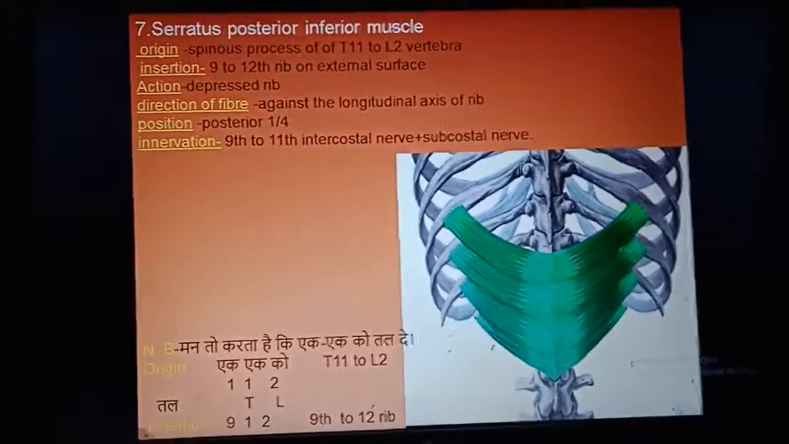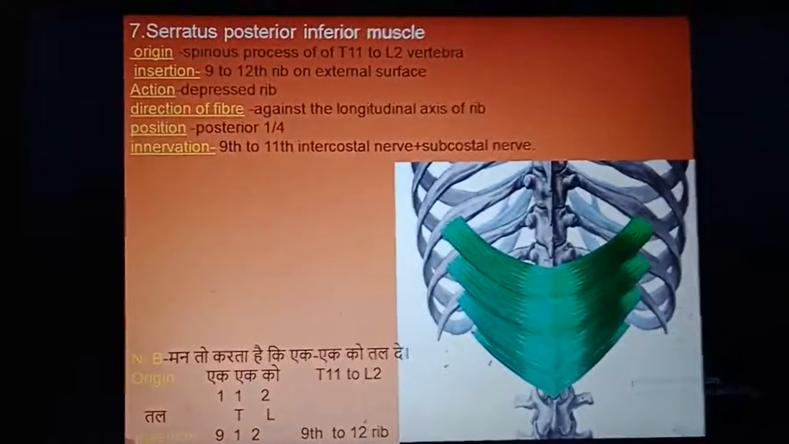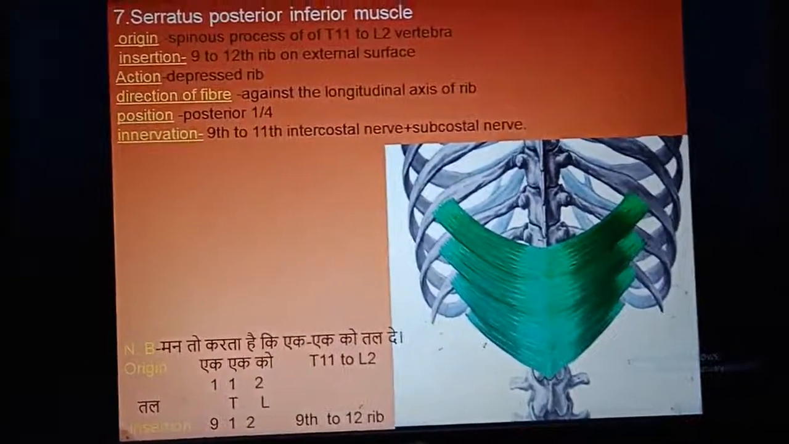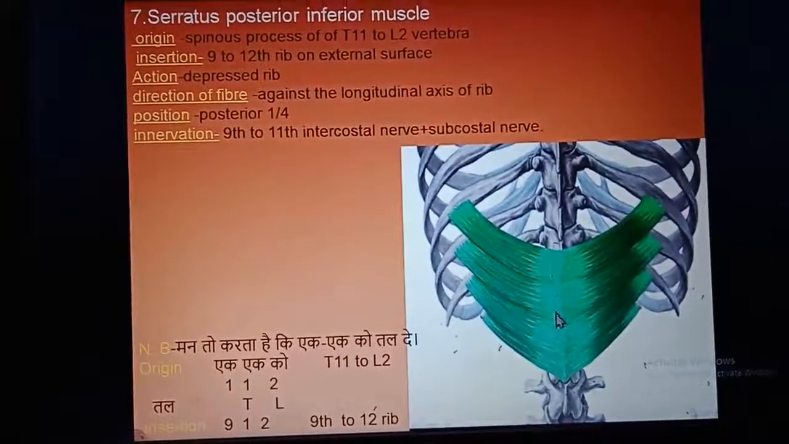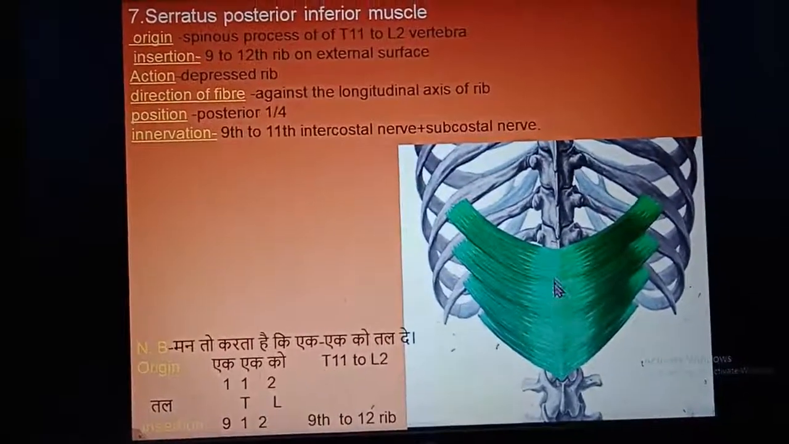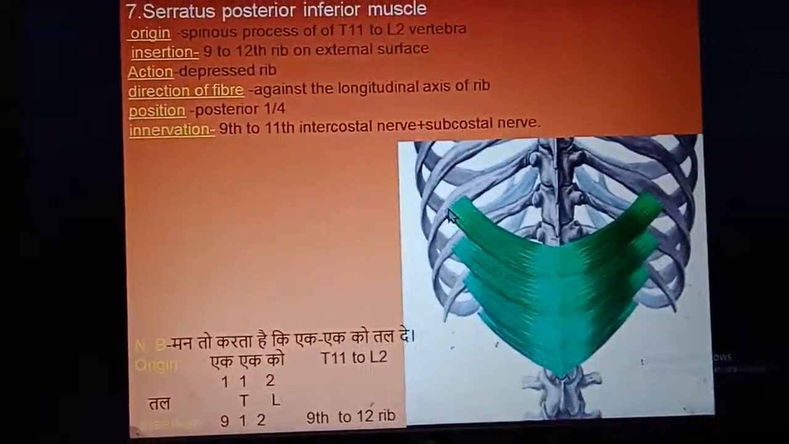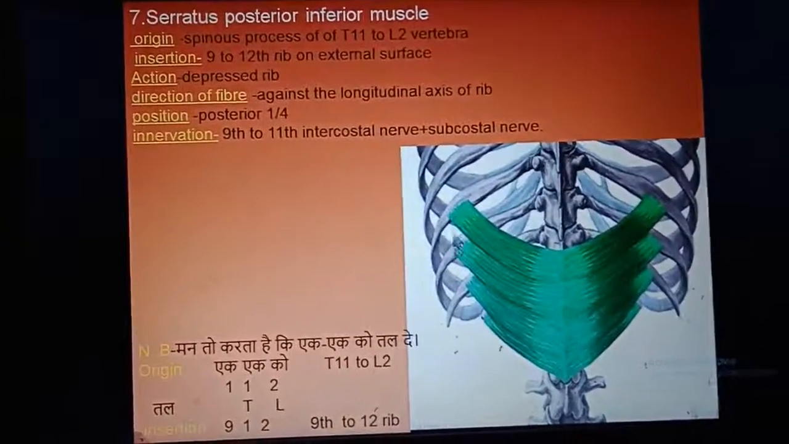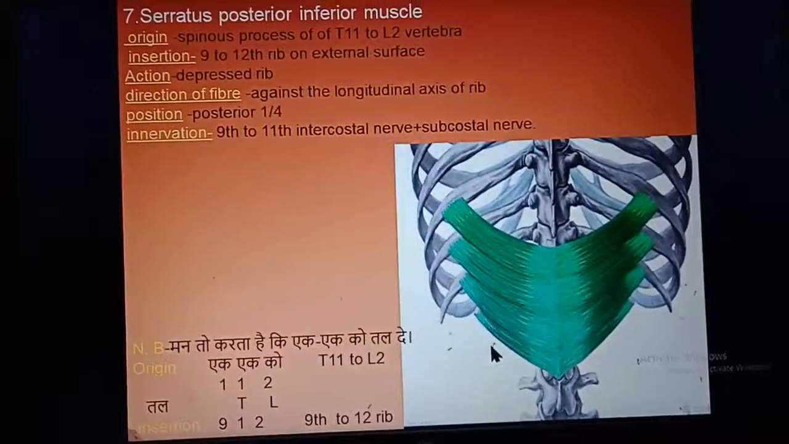Coming to serratus posterior inferior muscle, here we are seeing the rib cage, and this is the inferior aspect of the rib cage, and origin is from the spinous process of T11 to L2, and inserting over the 9th to 12th rib. Here is the 12th, 9th to 12th rib on the external surface at the level of posterior angle.